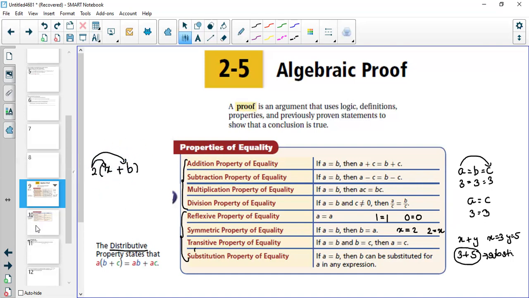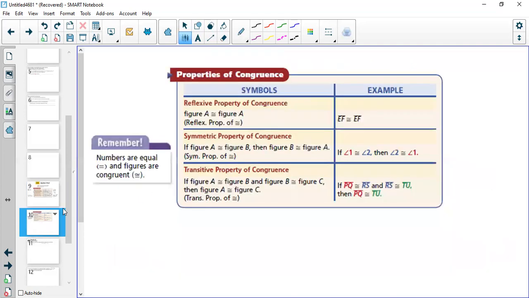Now similarly, these were the properties of equality. Now let me show you the properties of congruence. What is congruence? The difference between equal and congruent is that numbers are equal and figures are congruent. If they give you 2 figures and ask you to show the proof, which I'll show you later on, that's called congruence, because this symbol is used in geometry. We never use this in algebra because this symbol means congruence, which also means equal, right?